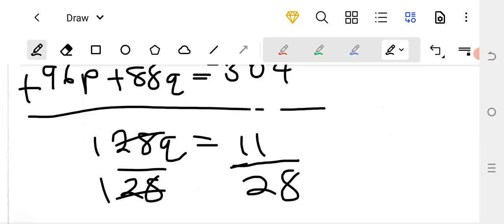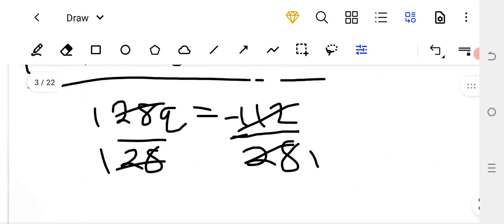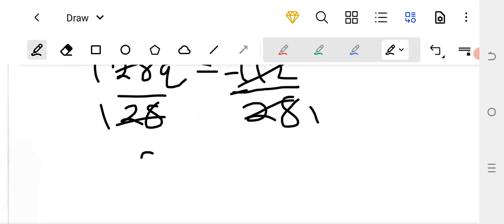So 112, and it's negative because they're saying 192 minus 304. So 28 divided by itself is 1, and negative 112 divided by 28 is 4. You're going to have a negative 4. Q is equal to negative 4.